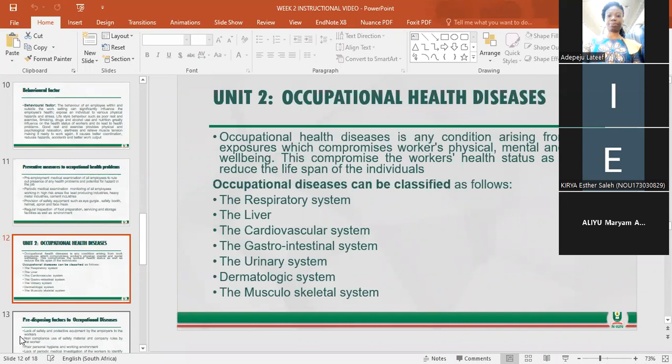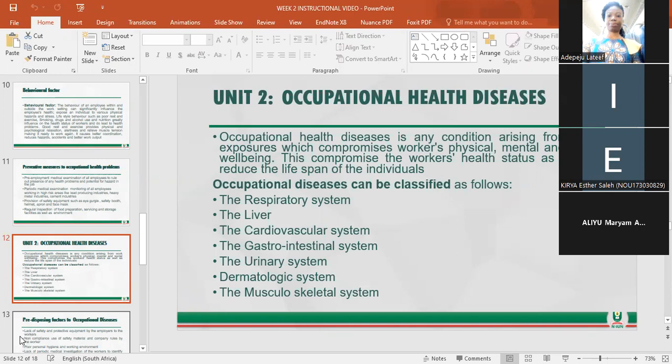When your job, anything you do to earn a living, compromises your physical, your mental, and your social well-being, then we say, hey, this person is having occupational health disease. And what are those diseases that we can think of from these three concepts of health and well-being that I've just itemized?